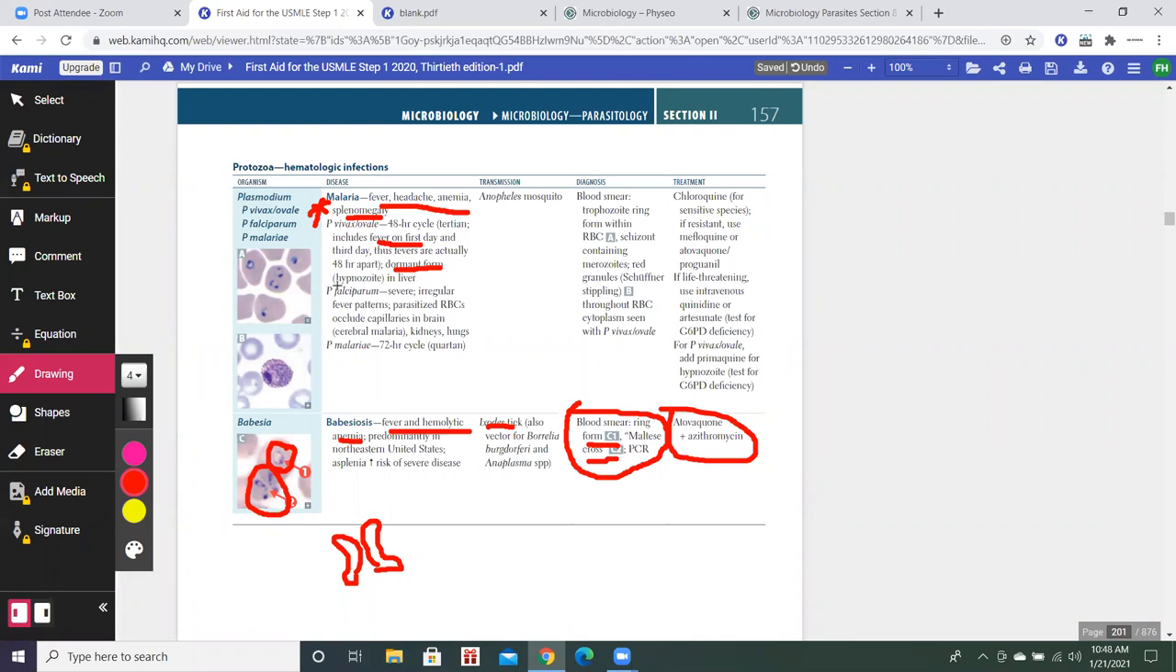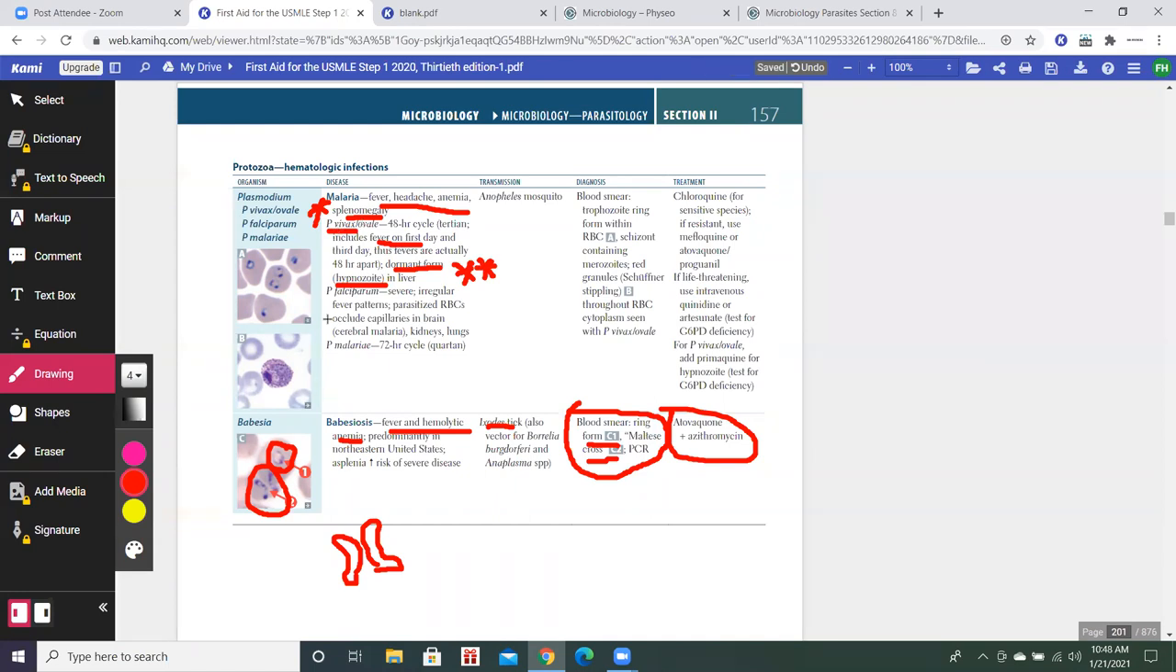There are multiple questions which they like to make from here. They want to know which form of Plasmodium has a higher tendency of forming a dormant or hypnozoitic form. And the only Plasmodium that can form a hypnozoite, always remember this is a very high yield question, is Plasmodium vivax.